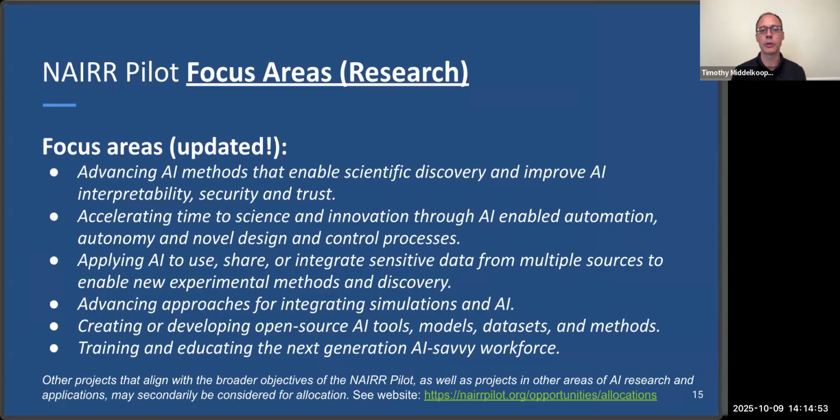Proposals to use resources for research should align with one or more of the NAIRR Pilot focus areas. Projects in other areas of AI research and applications may secondarily be considered for allocation. While we won't read all of these, you can refer to the website while preparing your proposal. Please note that the set of focus areas has been updated in recent months. Always consult nairrpilot.org for the latest information before submitting.